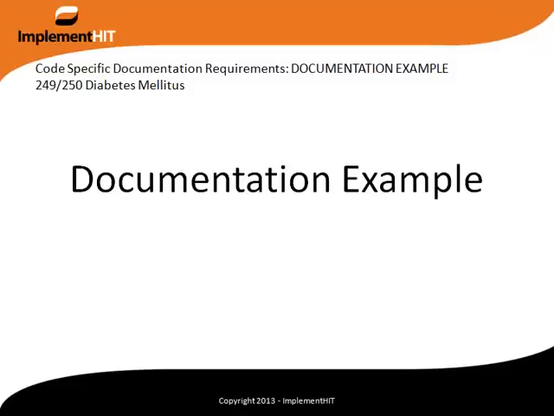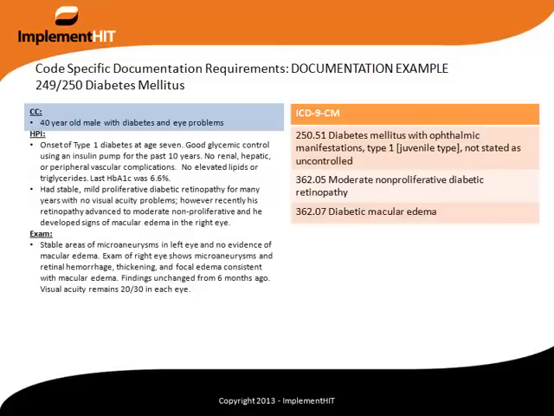Let's take a look at a clinical documentation example and how the information in the note supports appropriate ICD-10 code selection. In this example, the chief complaint is a 40-year-old male with diabetes and eye problems. HPI includes a long-term history of type 1 diabetes, good control with insulin pump, no renal, hepatic, or peripheral complications, lipids and triglyceride under control, and last hemoglobin A1C was 6.6.